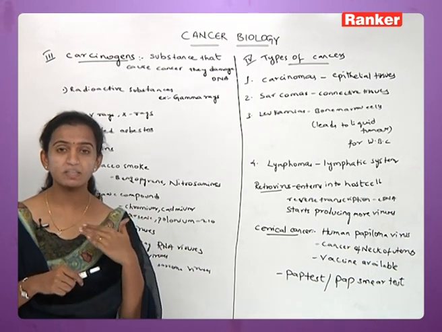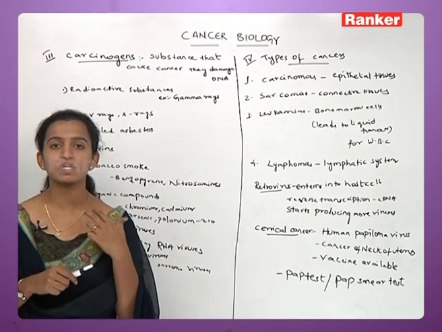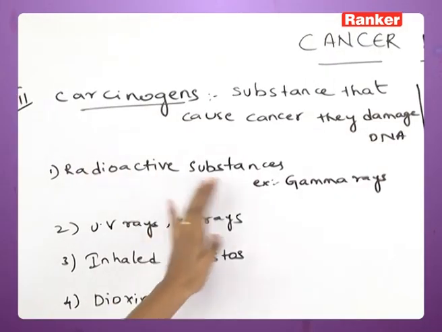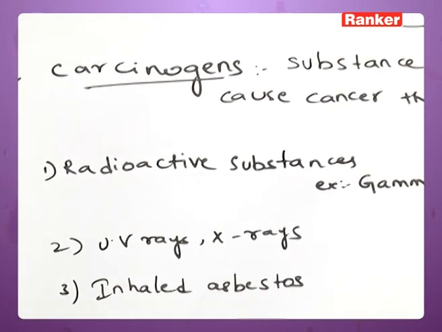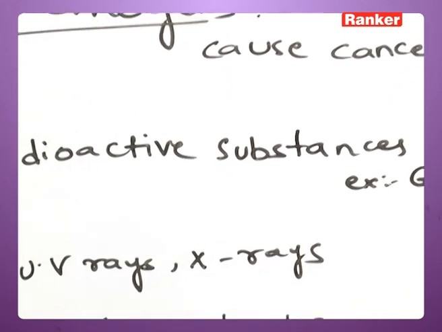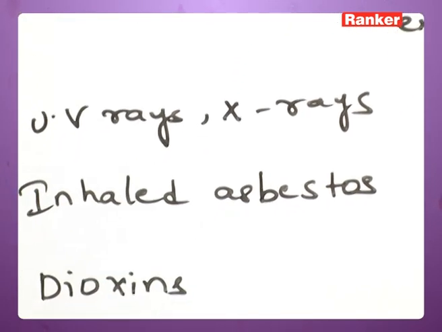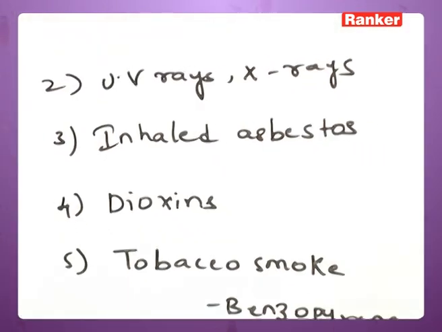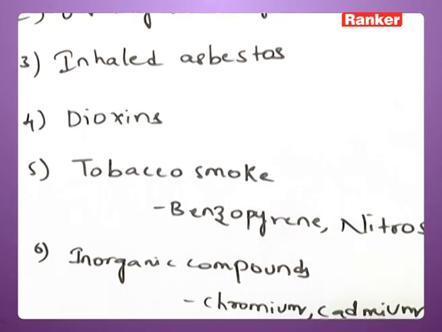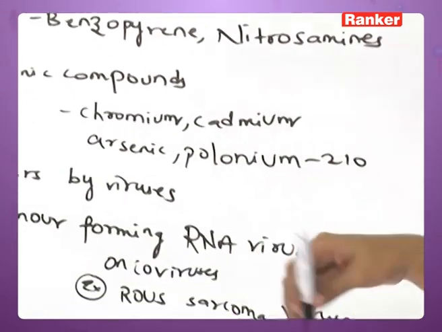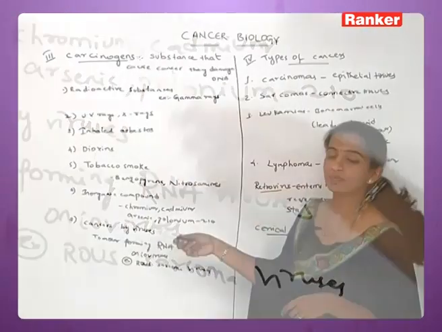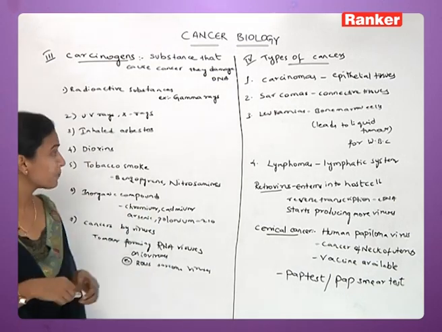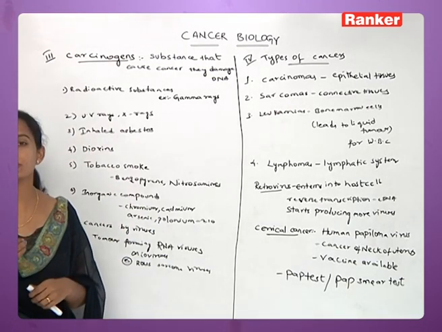Now what are the things which actually lead to these mutations? Here you can see radioactive substances like gamma rays, UV rays, X-rays, inhaled asbestos and dioxins. Then you can see tobacco smoke and inorganic compounds, cancer-causing viruses, tumor-forming RNA viruses. So there are different sorts of things present which actually cause cancer. That means these are all different things which lead to mutation.